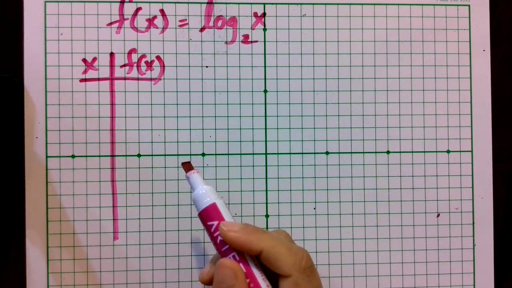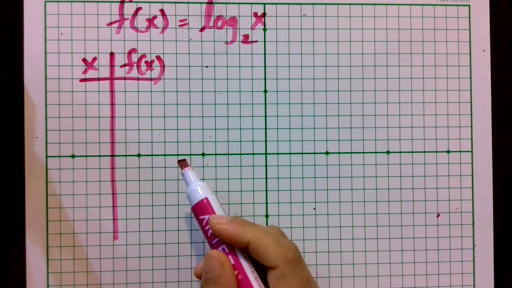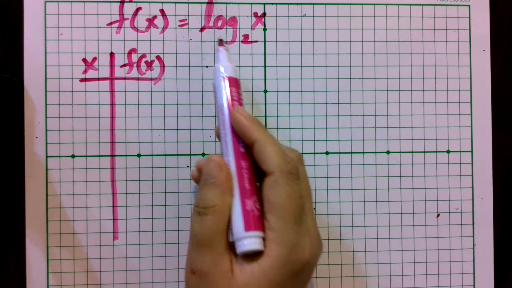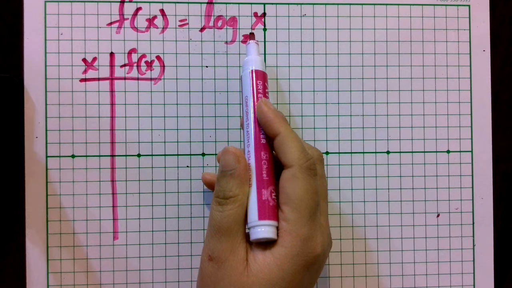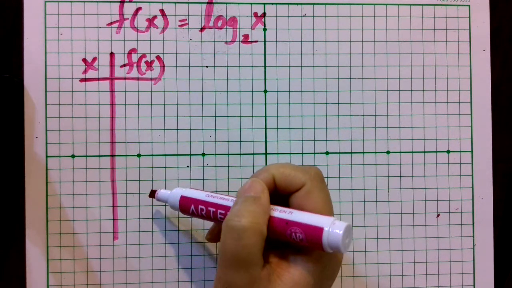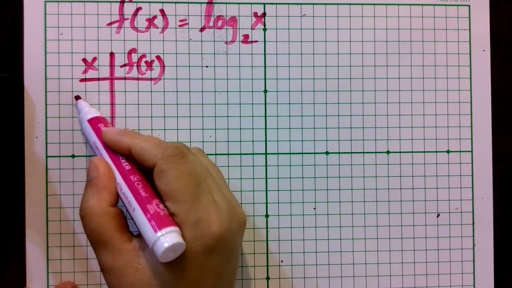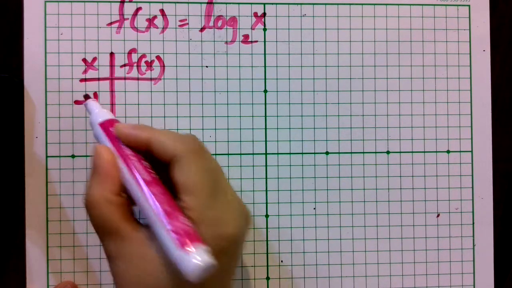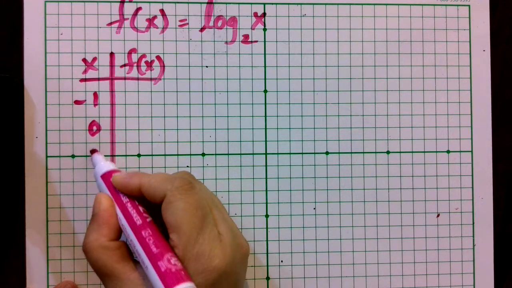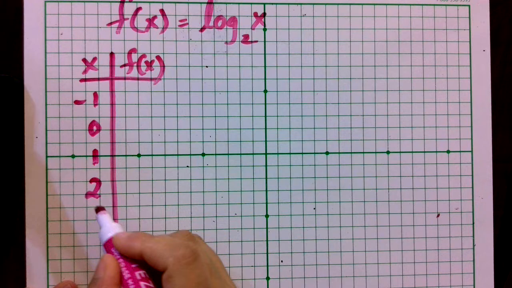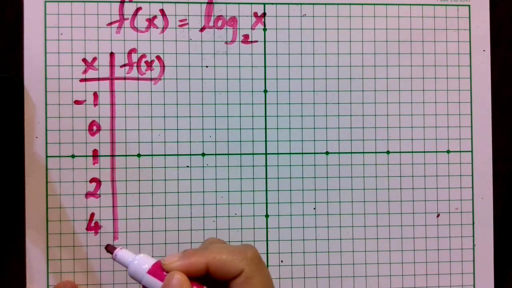Hey guys, today we'll learn how to graph logarithmic functions. The function that I have here is f of x equals log base 2 of x. In order to graph this function, we need some x and y values. So let's go ahead and take some random x values. I'll take -1, 0, 1, 2, and since the base is 2, I'll go ahead and take 4.